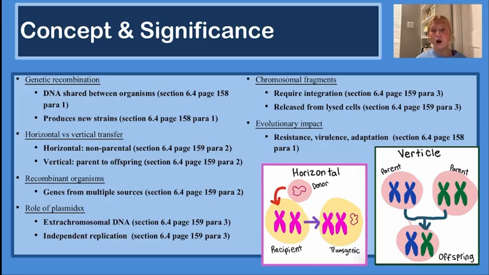A key reason horizontal gene transfer is so effective in bacteria is the presence of plasmids, which are small circular DNA molecules that replicate independently, and they often carry beneficial traits like antibiotic resistance. In addition to plasmids, chromosomal fragments released from damaged or dead cells can also be transferred, and these fragments will be integrated into the chromosome to persist. The overall result of horizontal gene transfer is rapid evolutionary change.